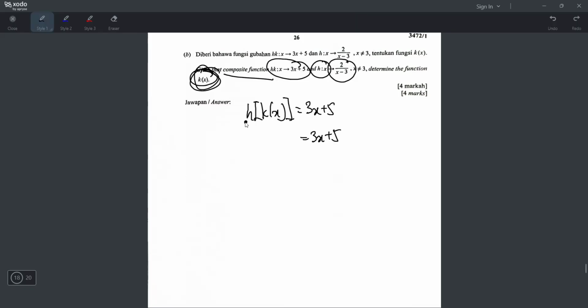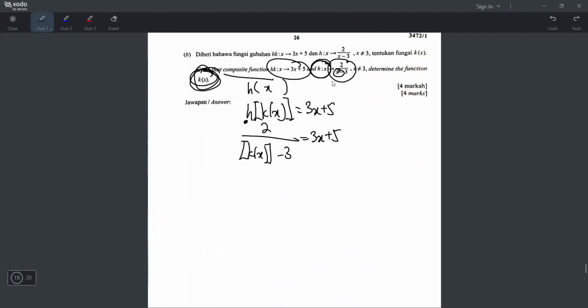You can straight away look at the outside, because the outside must be there. So what is the outside? h. And you can see the outside. h(x) is 2 over x minus 3. But this one is h bracket x, which is 2 over x minus 3, right? But you cannot write 2 over x minus 3 here, because that one is h bracket x. But now it's h bracket kx. That means your x has to be replaced with kx. That means the x at the back here you also have to write kx.